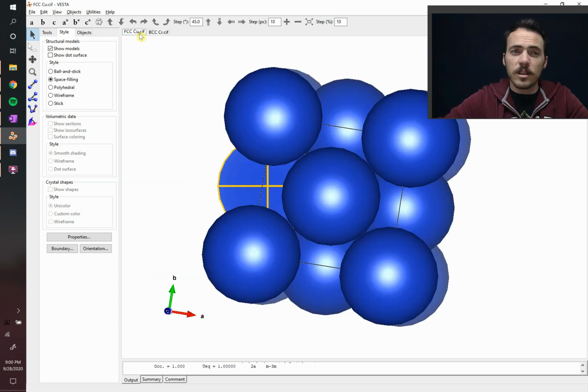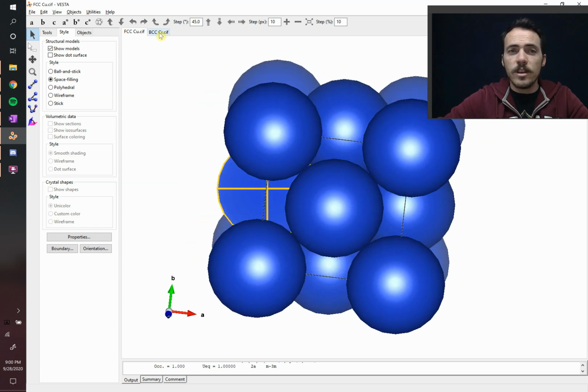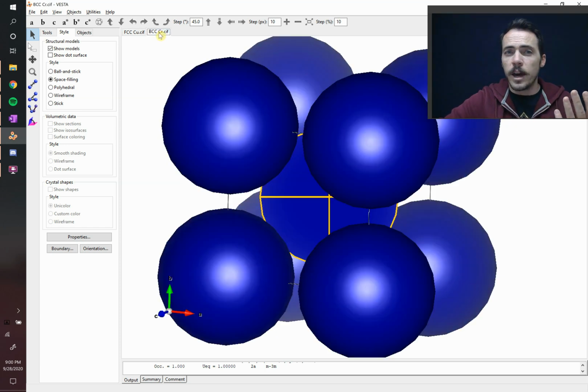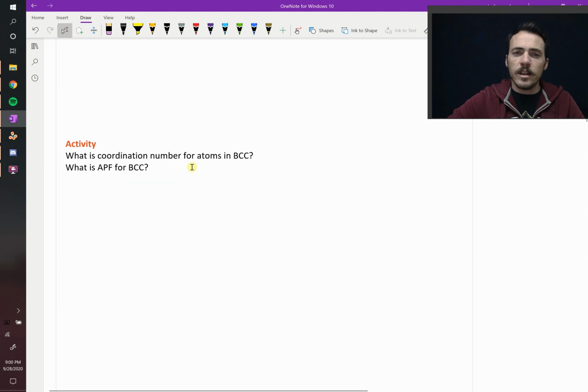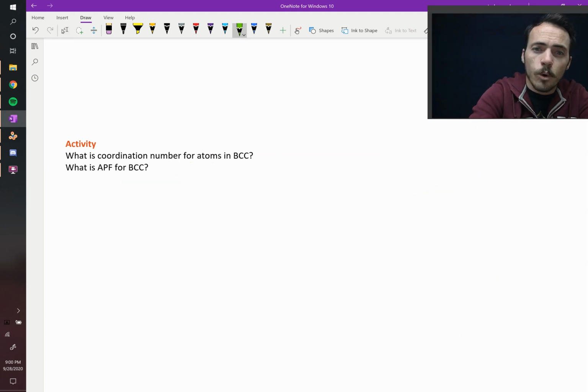That's not as much as FCC, which had a coordination number of 12. And body-centered cubic is not as densely packed, right? We know that. We're going to calculate it in a moment. But one would expect it to not be as densely packed because its coordination number is lower, right? So let's calculate its packing factor. Its coordination number is equal to 8.